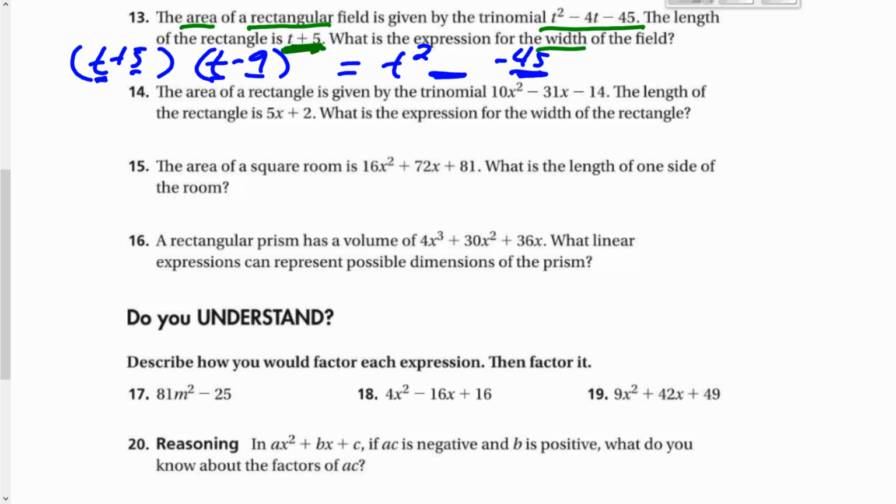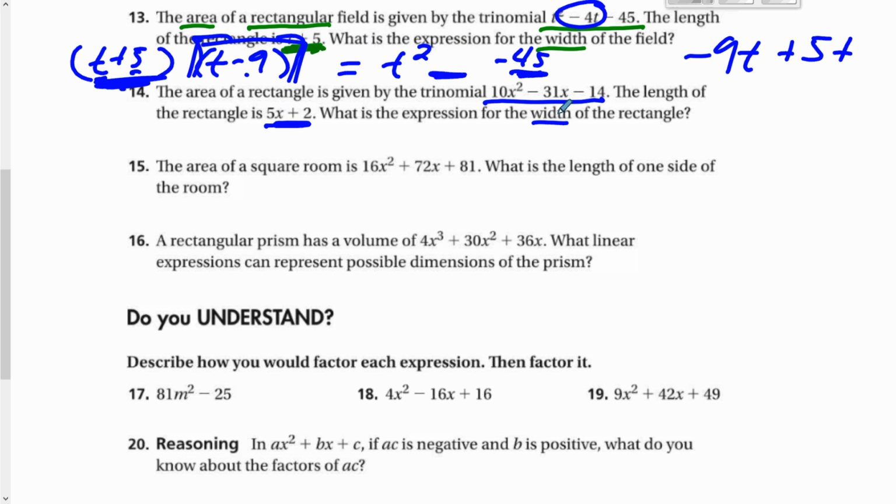Now I need to just check the middle. 5 times t is 5t, and t times negative 9 is negative 9t, so negative 9t plus 5t is indeed a negative 4t. So my answer is this side, because I already have this side, my length, so here's my width, t minus 9. Okay, same kind of thing on the next one. We're still going to factor. We're given the area right here, and we want to find the length of the rectangle. Oh, they give us the length. Now we're asked to find the width.